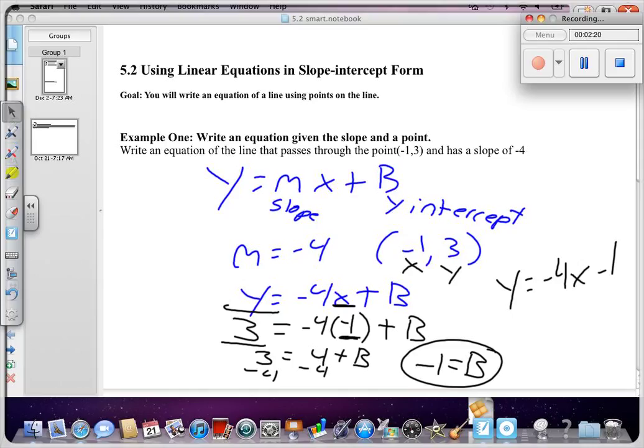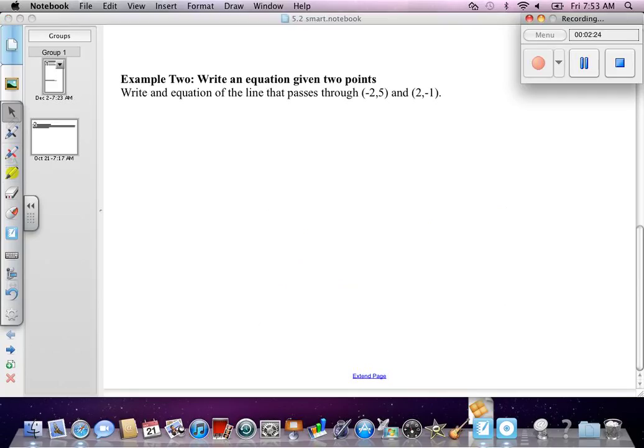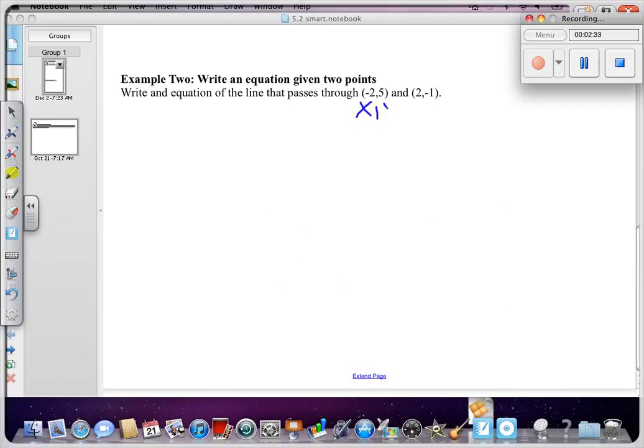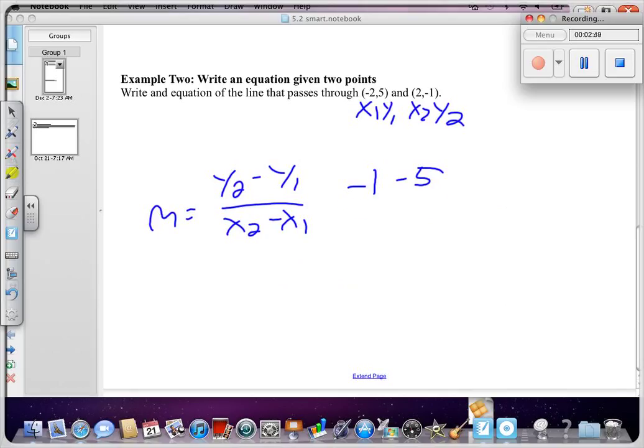So, ladies and gentlemen, I want you to pause for a second. A different one where we're not given the slope. So we have to find the slope of this. So I'm going to label these x1, y1, x2, y2. I'm on example 2. So the first thing I'm going to do is find the slope. y2 minus y1 over x2 minus x1. So I'm going to get -1 minus 5 over 2 minus a -2. Two negatives make this a positive. I'm going to get -6 over 4, which reduces to -3/2.